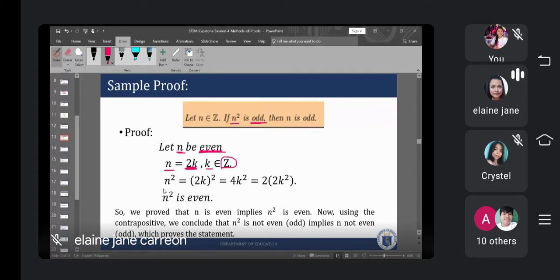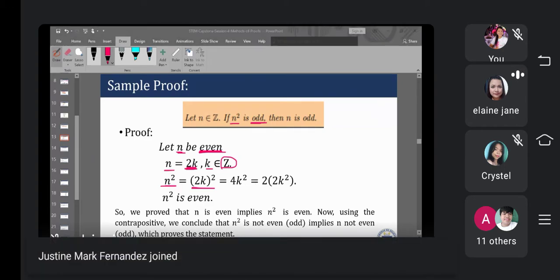Then, we equate it to our n square. N square is equal to the square of 2k. Okay, huwag kayong mawawala. N square is equal to, para maging equal siya, in-square natin si n, in-square natin din yung right side, which is 2k square. Therefore, 2k squared will become 4k square. Okay? Now, paano naging 2 times 2k?